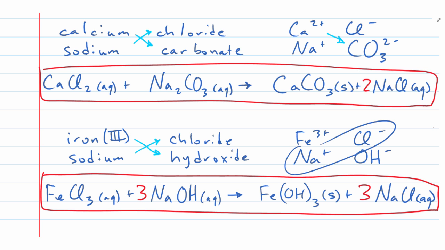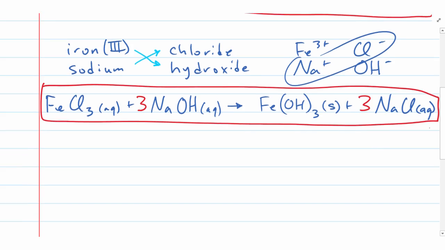Okay. Let's take a look at another one. One more, and then we're going to practice some. So in the next one, we are going to take some potassium iodide. And we are going to mix this with some sodium carbonate. So potassium iodide and sodium carbonate is this next mixture.